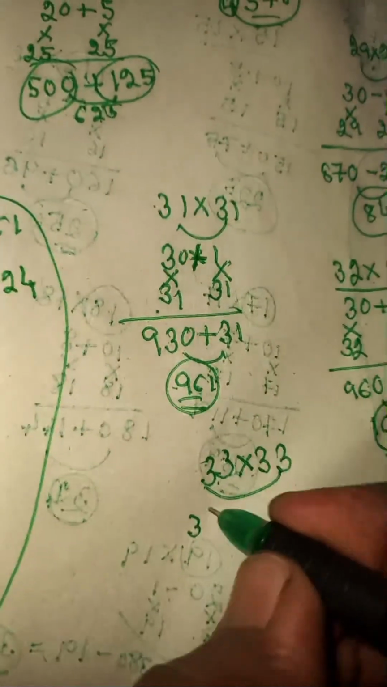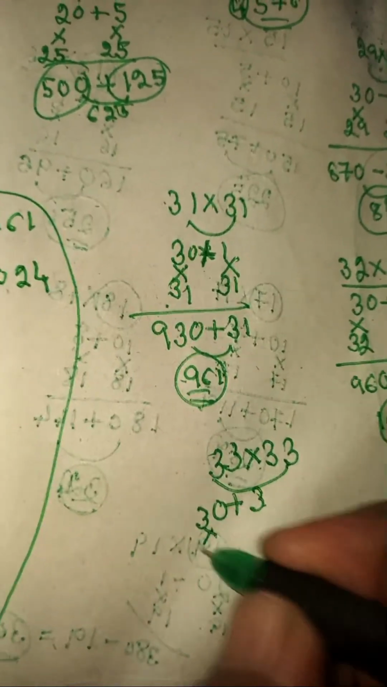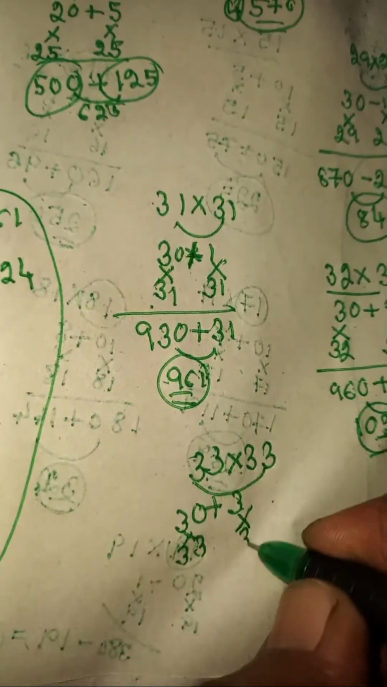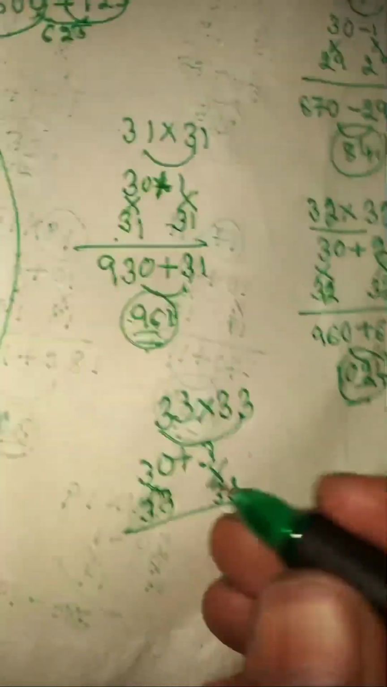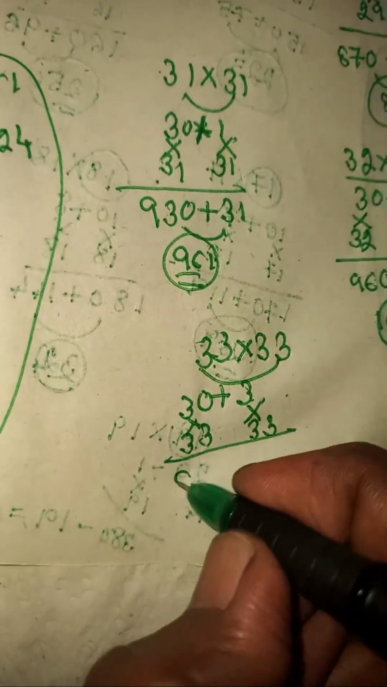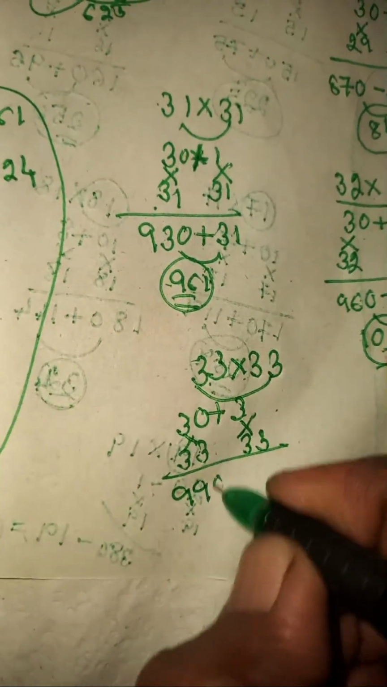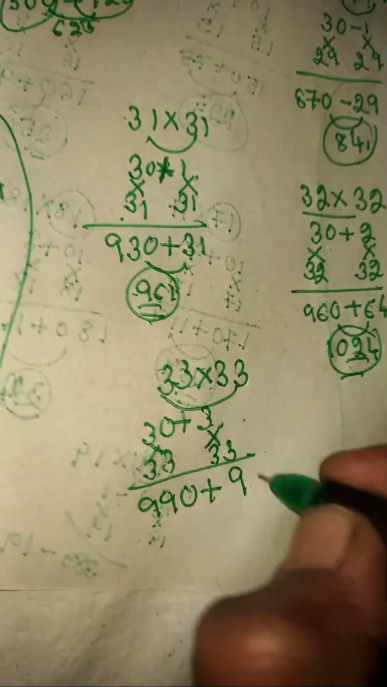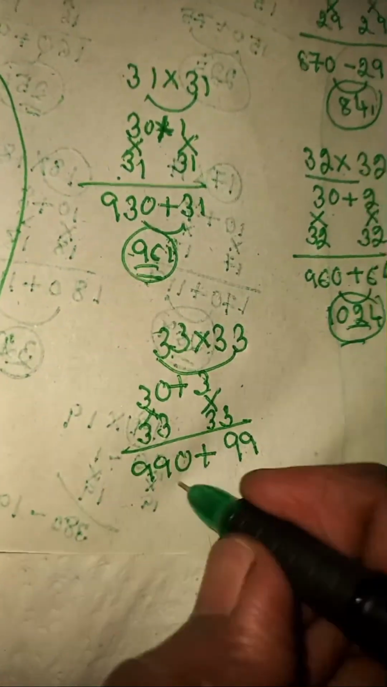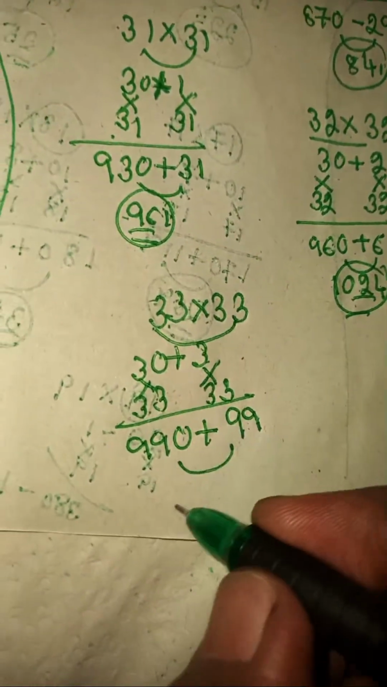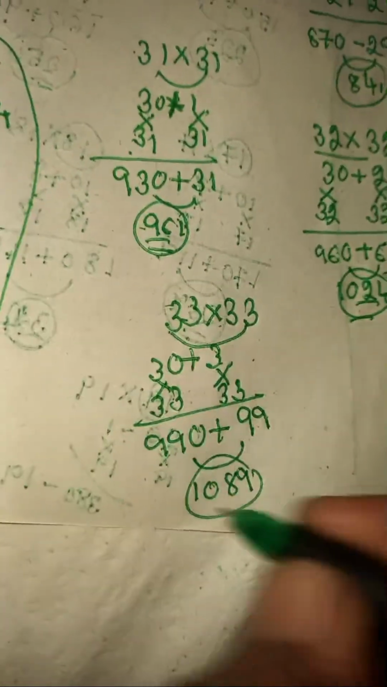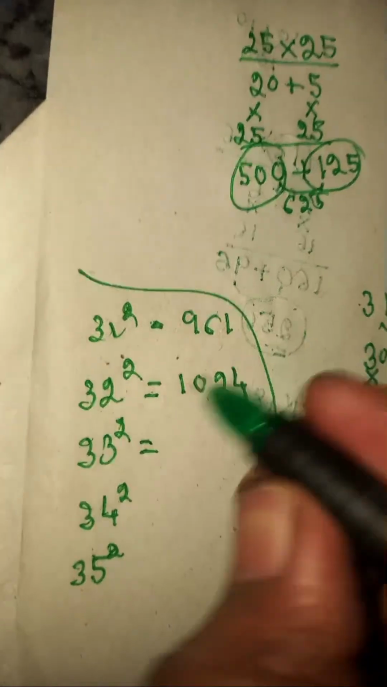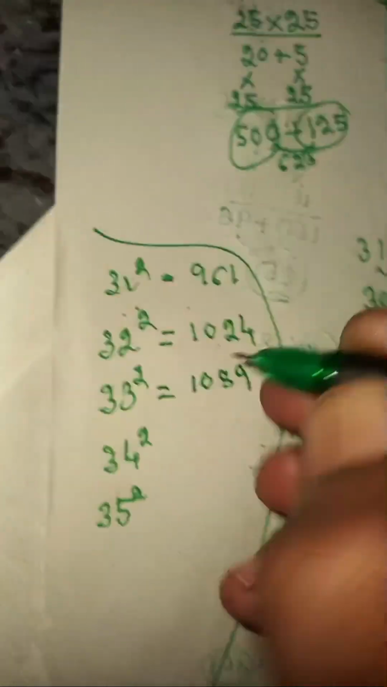Here also split the same way: 30 plus 3. Here also multiply with 33. 30 times 33 becomes 990, plus 3 times 33, which is 99. 990 plus 99 is completely equal to 1089. Let's do 34 square.